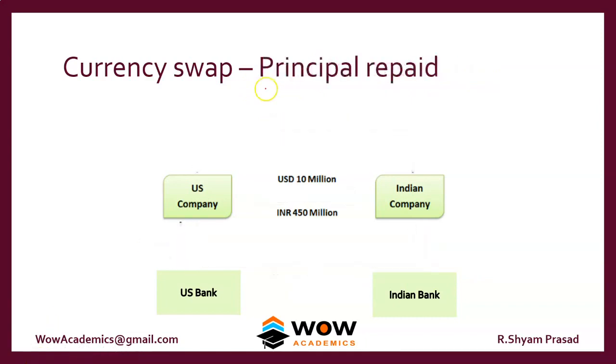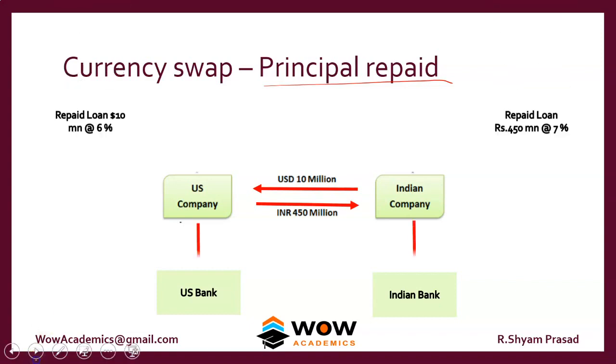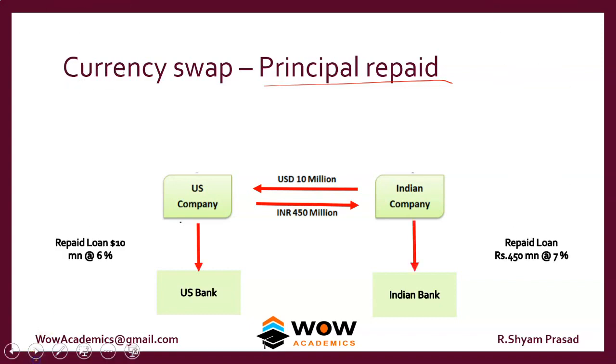Now again we will see the principal repaid. Assume the interest is swapped for around 3 or 5 years. At the end of the contract, something like at the end of the 5th year, the principal again gets swapped. For example, the Indian company gives away the USD 10 million and the US company gives the INR 450 million back to the Indian company. Now both the companies will repay their respective banks. So with this, the swap is over.